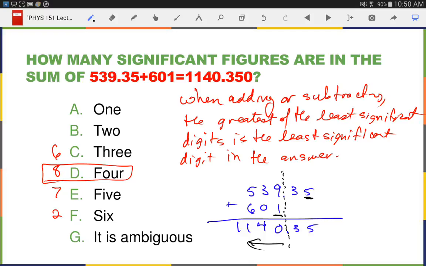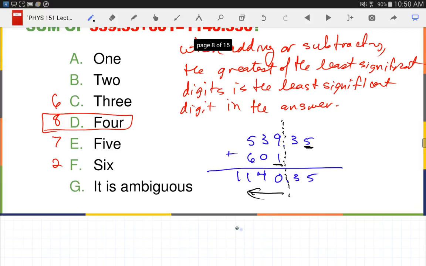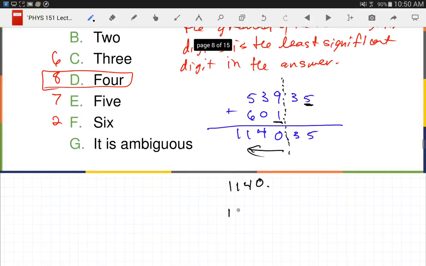Yes? Would you keep the decimal? Yes, I would actually write something either 1140 period or 1140 with a bar over it. Bar over it means repeating if it's on the right side of the decimal. If it's on the left side, it means this one here is significant. So these are two ways of writing 4 digits as significant.